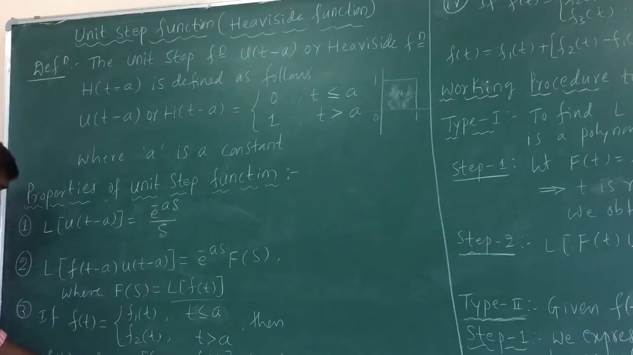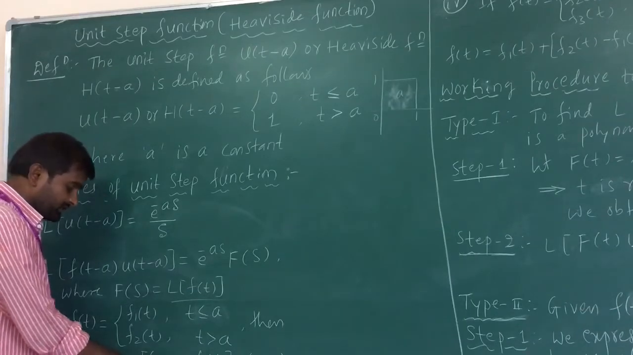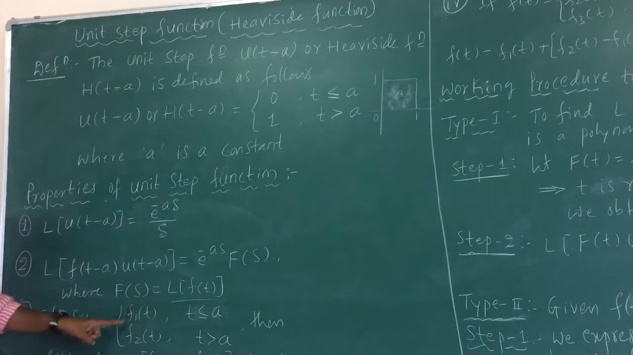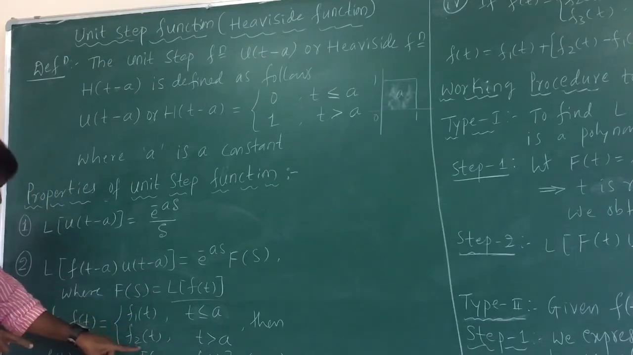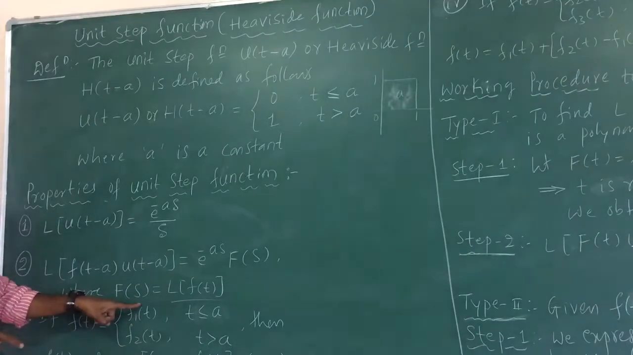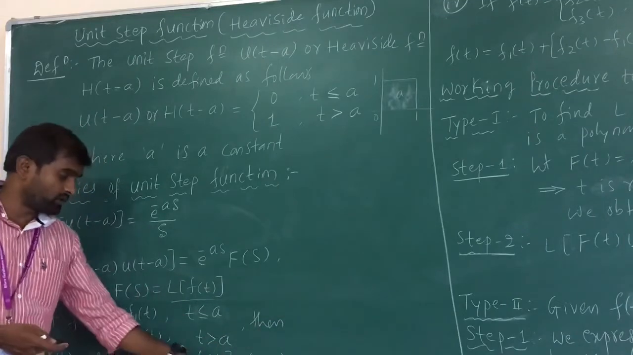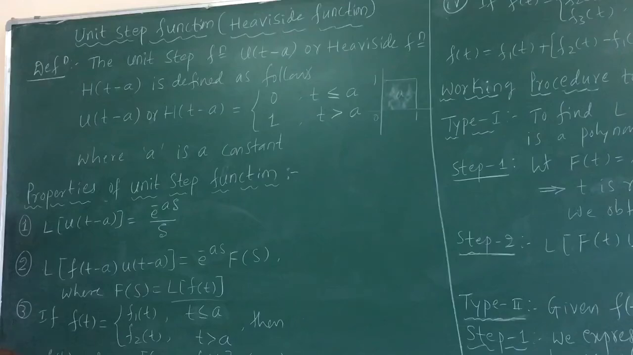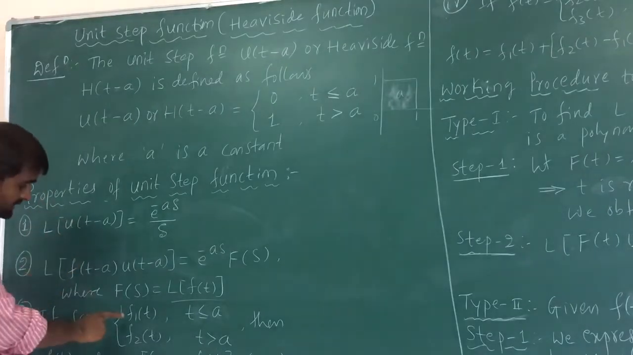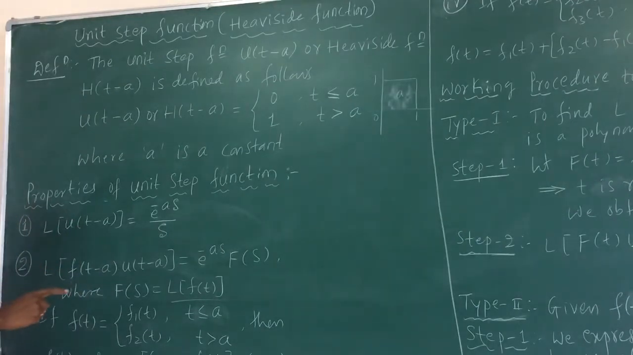f of t equals f1 of t plus bracket, f2 of t minus f1 of t, into u of t minus a, the unit step function definition. If you have a function like this, every examination asks examples on the unit step function with a discontinuous function. They can give two or three functions, even four.